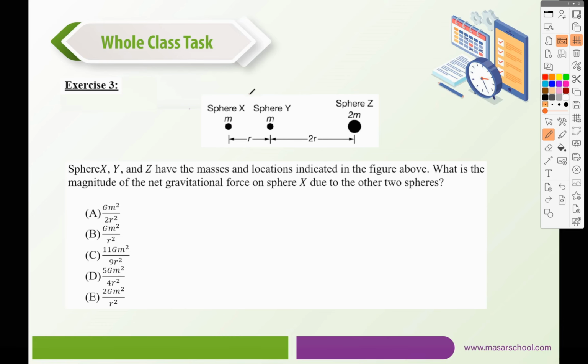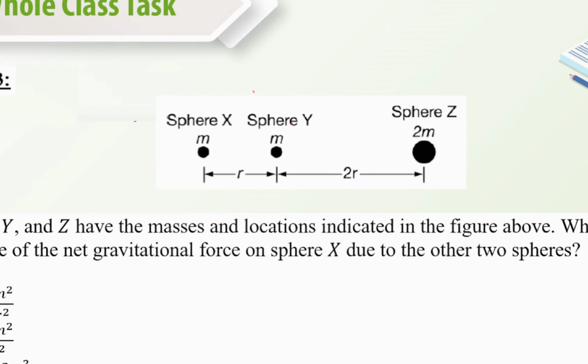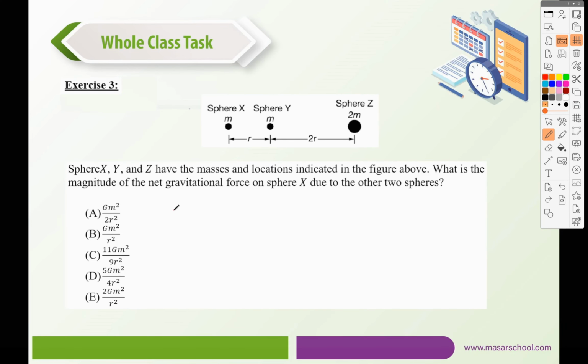Now here we have two forces. We have the force exerted by Z on X and by Y on X. Even though Y exists midway between X and Z, Z will also exert a force on X. So both of them will be pointing toward the right.